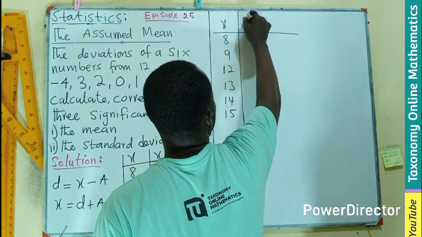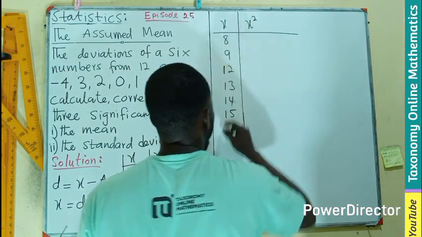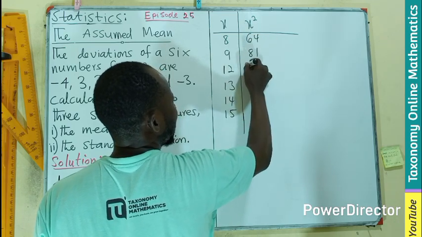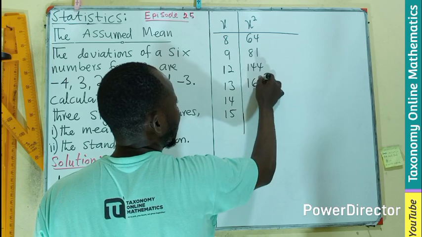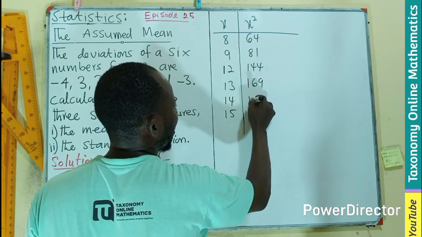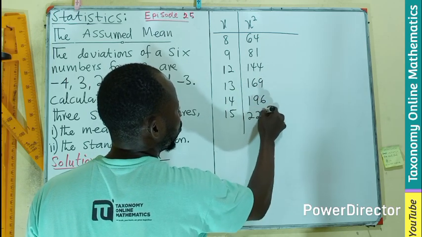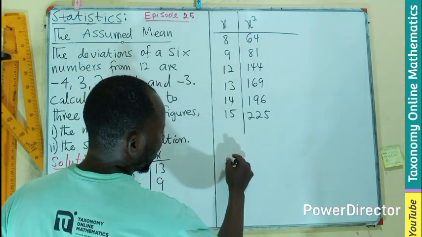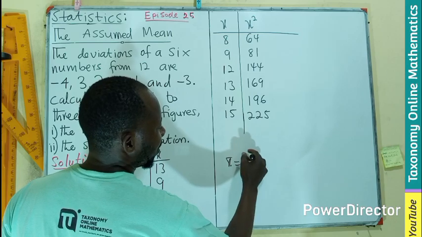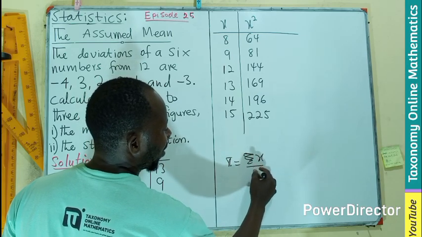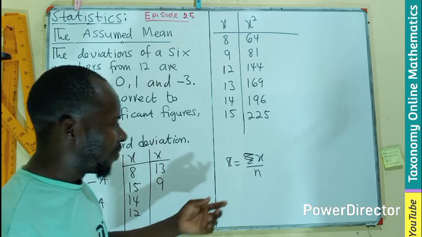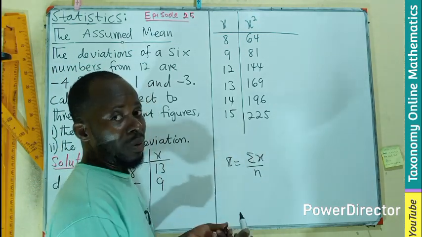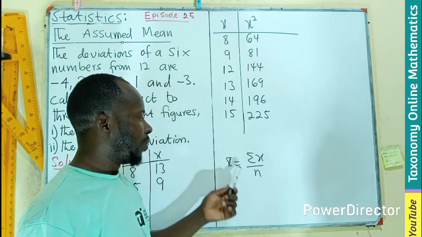Then what next? We need to have our X squared. Squaring all these will be 64, 81, 144, 169, 196, and 225. In finding the mean, remember the mean is just going to be the summation of X over what? N. We can find the mean using the sigma X. That is from ungrouped data, what do you call it? Raw data. We have this.